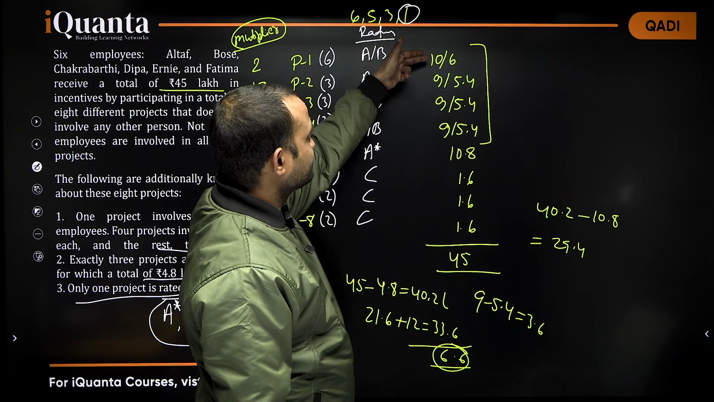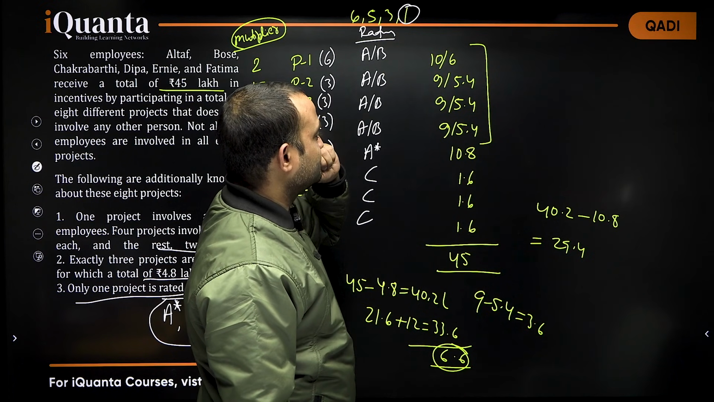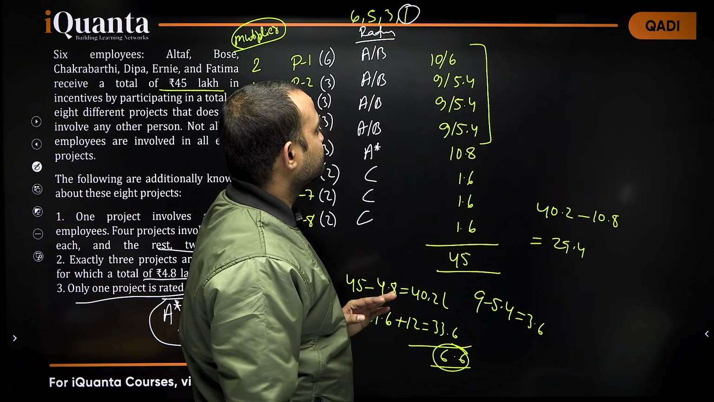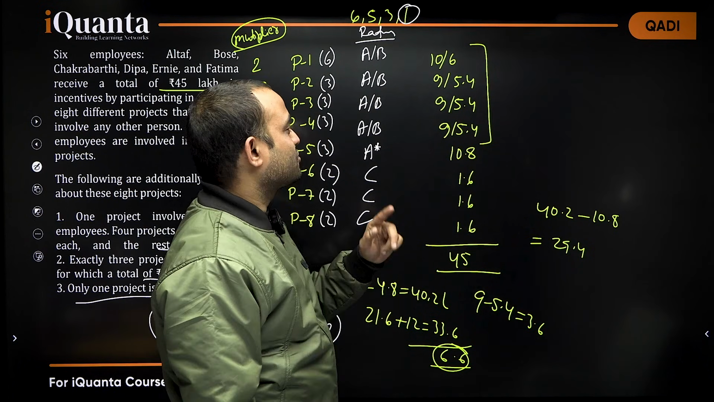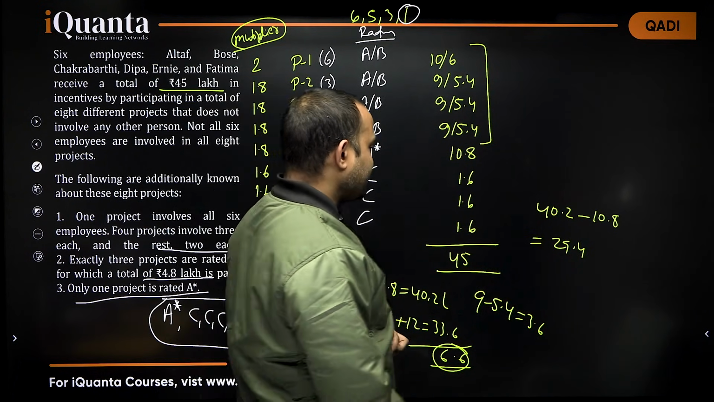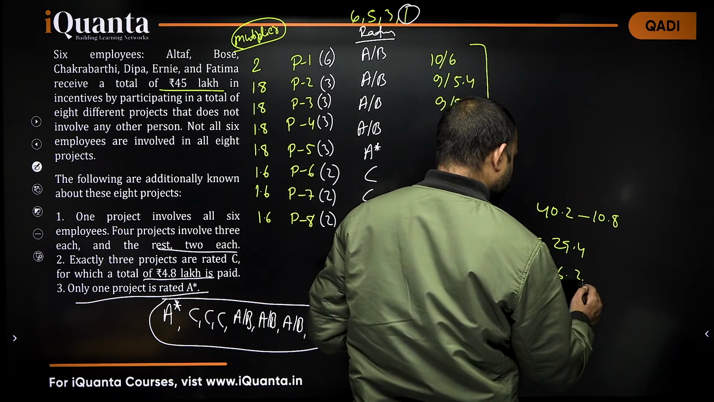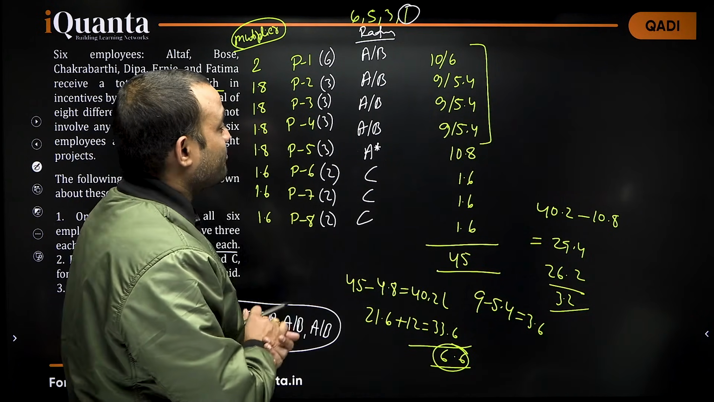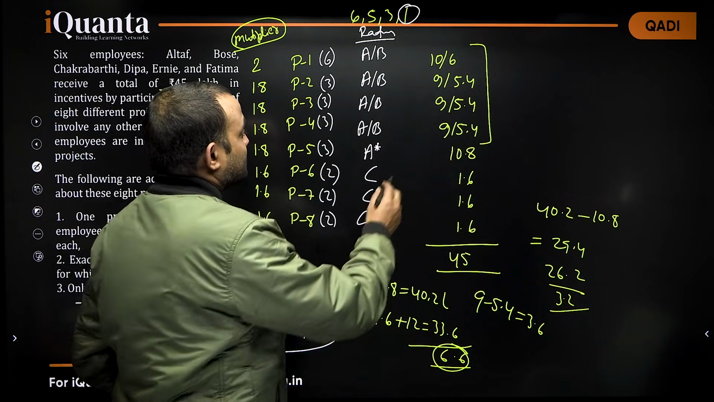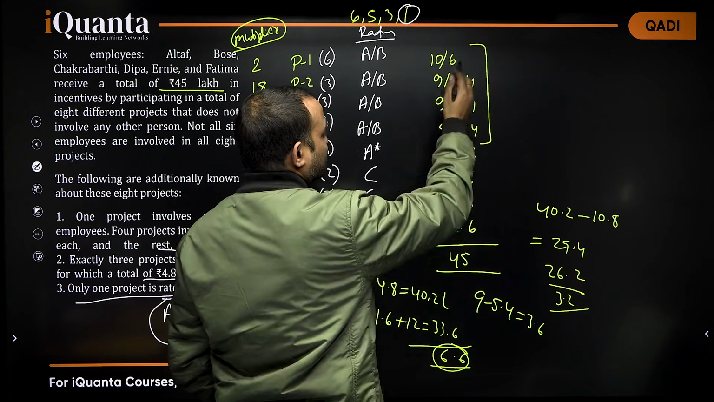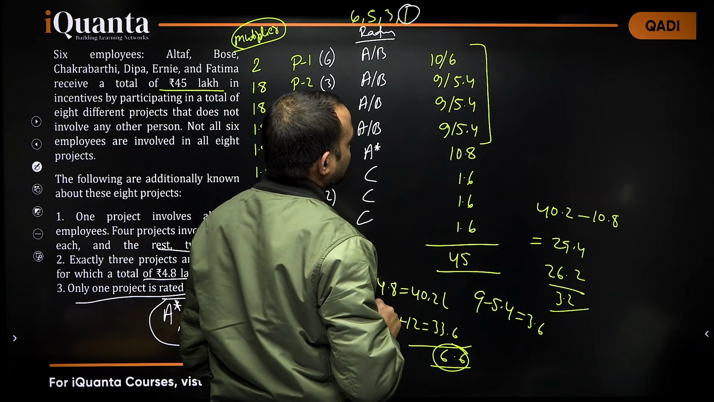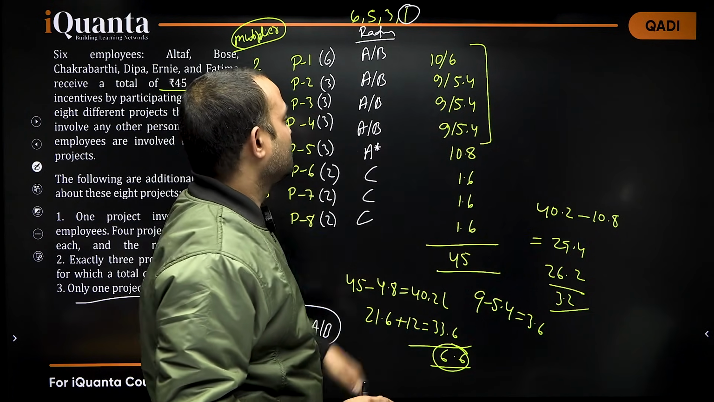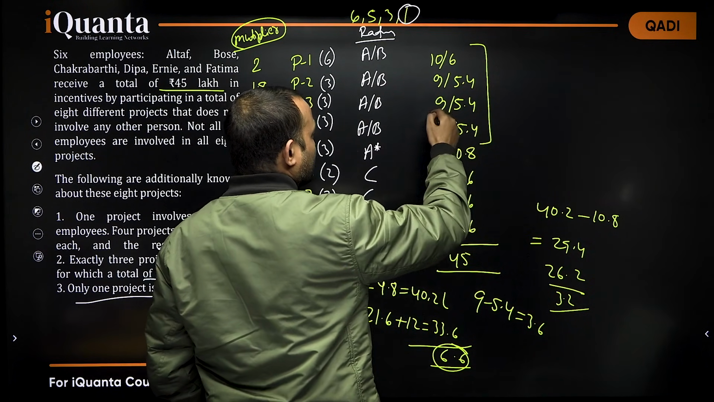See, if I take 10 here, then 5, 5, 5, 15, 16.2. I'm not going to achieve 29.4 because 16.2 plus 10 is 26.2, and the difference is 3.2. No, we will have to check another combination. 9, 9, 9, 27 plus 6 is 37, not possible. Means all of them 5.4, no. All of them 9, no. So we will have to check 2 of them this and 1 of them that.